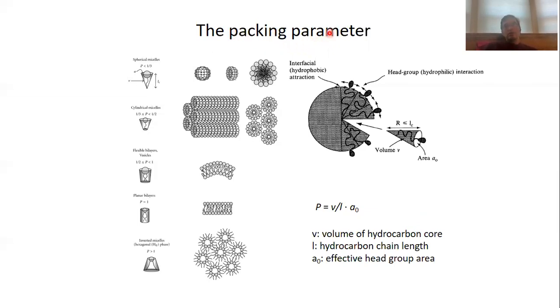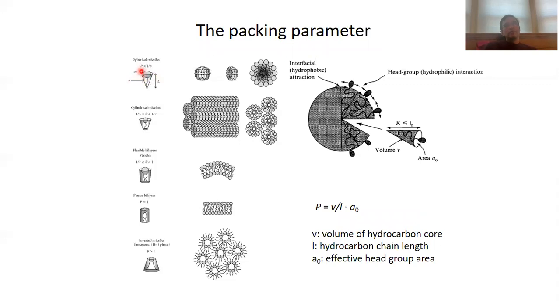And this is given by the so-called packing parameter. You see here the definition of that packing parameter. It is the volume of the hydrocarbon core of the surfactant over the hydrocarbon chain length over the effective head group area, whereby the head group area is the hydrophilic part of the surfactant. So these three variables essentially determine how conical the surfactant is.